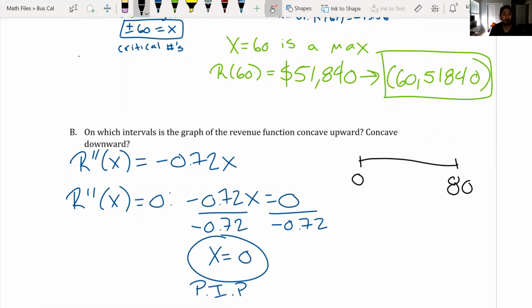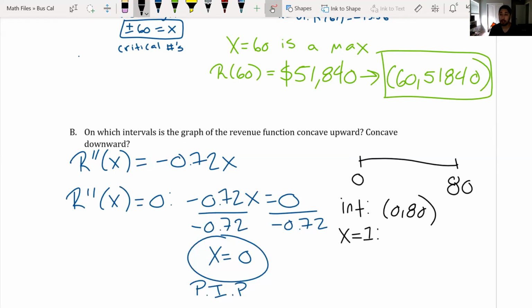Oh boy. Well then, look at that. Our possible inflection point is the starting point for our interval. This means our life is made easy because the only interval we want to deal with is from 0 to 80. Because if I use anything negative, well, we don't want anything negative because we can't sell negative items. So we keep it between 0 and 80. And all I have to do is pick one test number from 0 to 80. 79. Just kidding, 1.